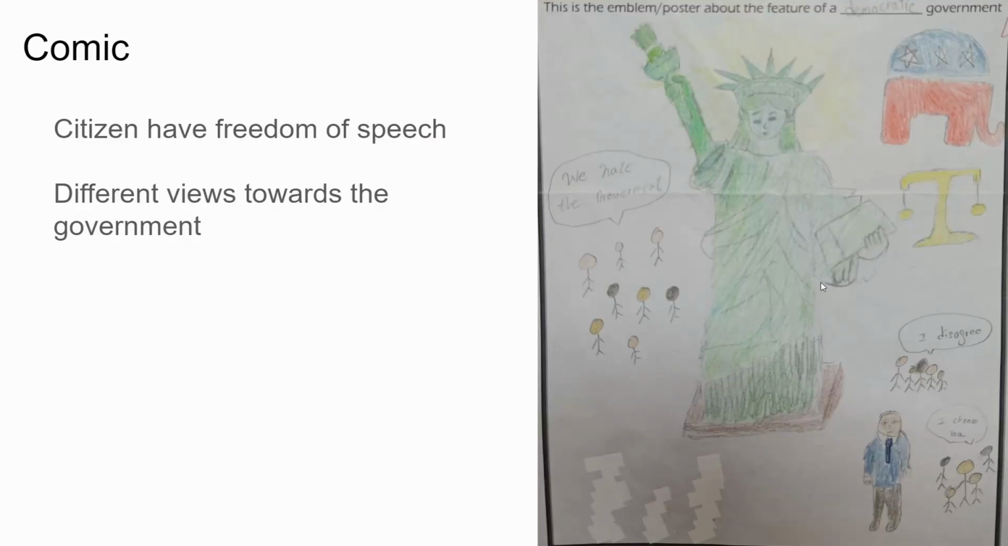We put a comic in the emblem because we want to tell the citizens that they have freedom of speech. They can have different views towards the government. They can talk about anything they want. They will not be arrested because of their speech.